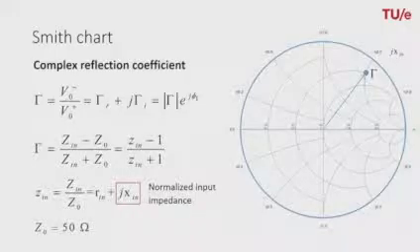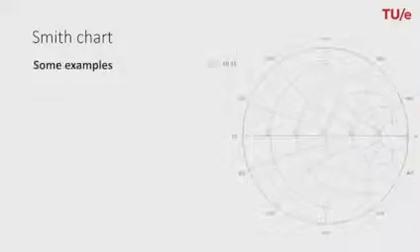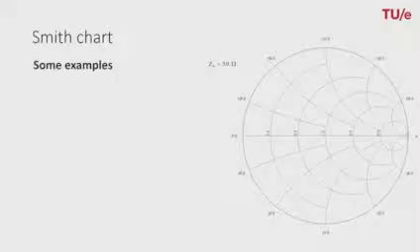In all cases we are going to consider in this web lecture, we will assume that the reference impedance Z0 is equal to 50 ohm, which means that if the input impedance is exactly equal to the reference impedance, we would be at the center of the Smith chart in the middle. Now let us take a closer look at some examples.